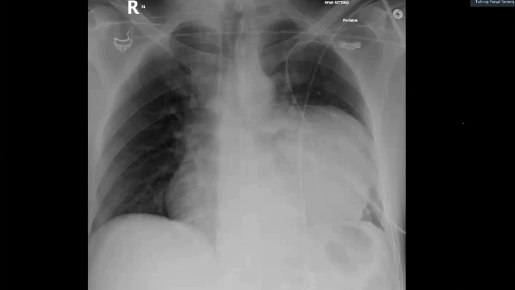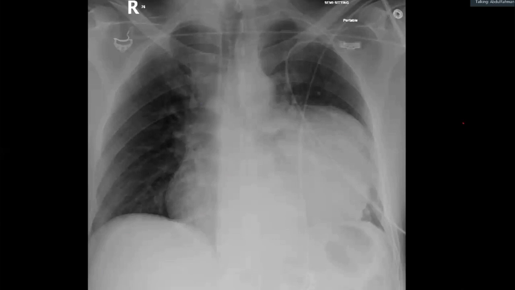I can see faint visualization of the pulmonary vascularity behind this area, so this appears to me as a mediastinal mass. I'm trying to visualize the location of this mass. The aortic arch is unremarkable, and I'm unable to trace the descending aorta through it. So this can be either an anterior or a posterior mediastinal mass.